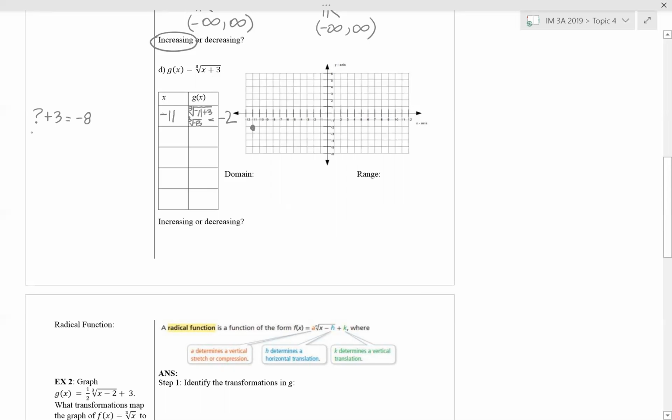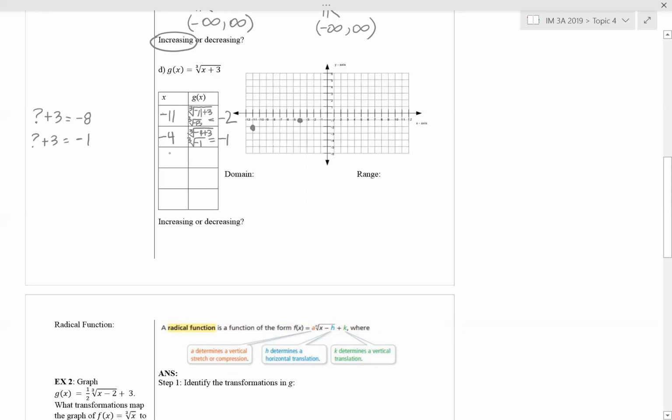Then I want to know what number plus 3 is going to give us negative 1, because negative 1 is the next perfect cube. And so that means that I want to plug in negative 4. So negative 4 plus 3 is the cube root of negative 1, which is negative 1. So our next point is going to be negative 4, negative 1.